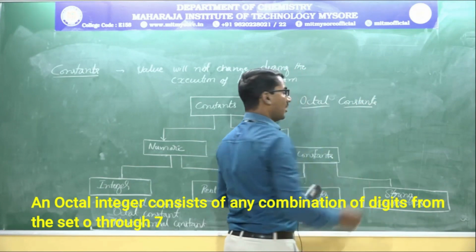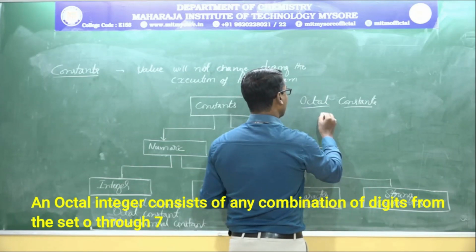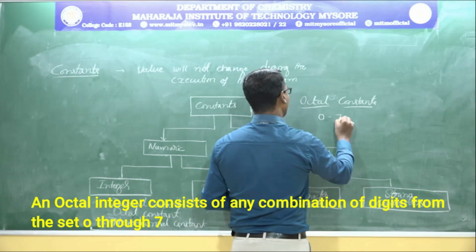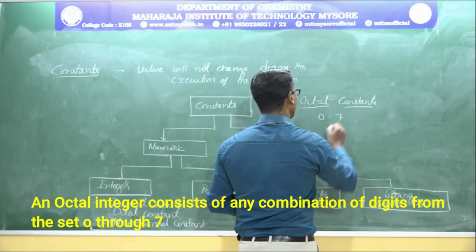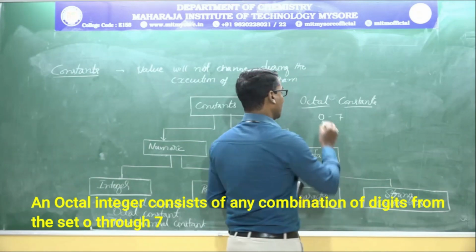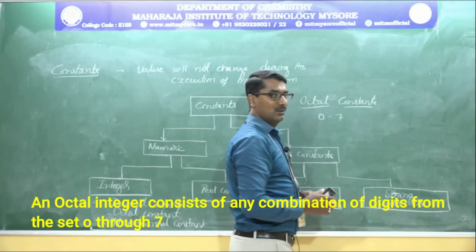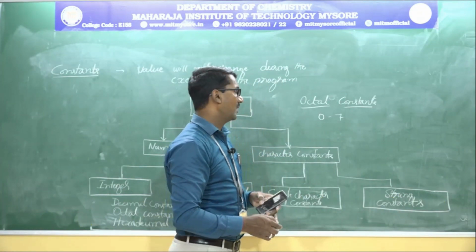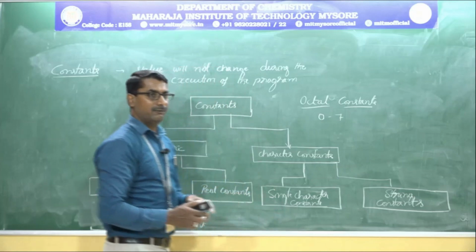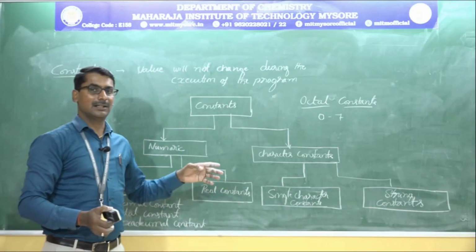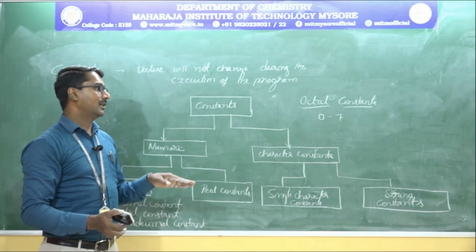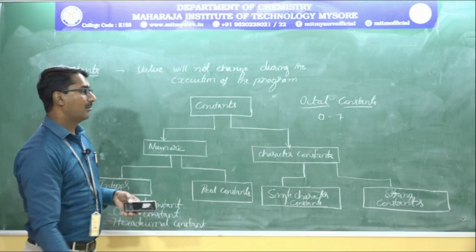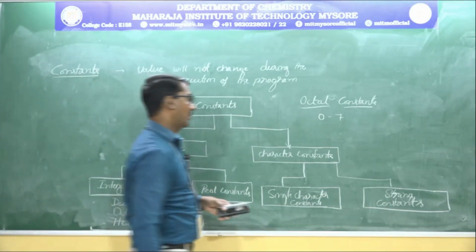Octal constant. The octal constant consists of the numbers 0 to 7. So the octal number contains only 8 possible numbers, 0 to 7. One of the important things when we are defining octal and decimal numbers: a decimal number we can directly write, but when we are writing an octal number, the number must start with 0.